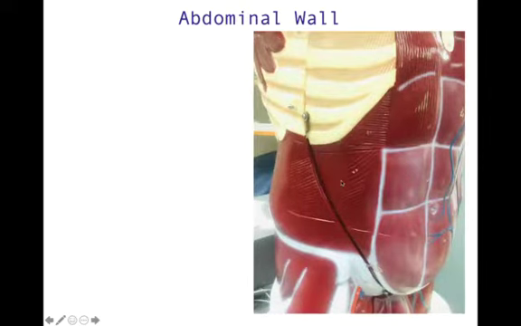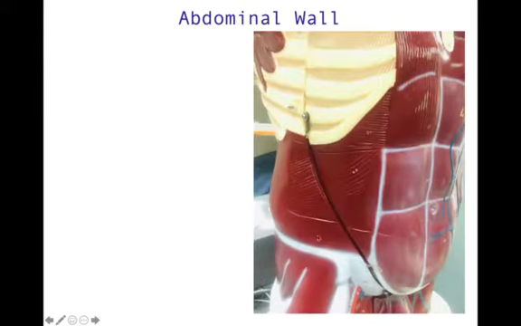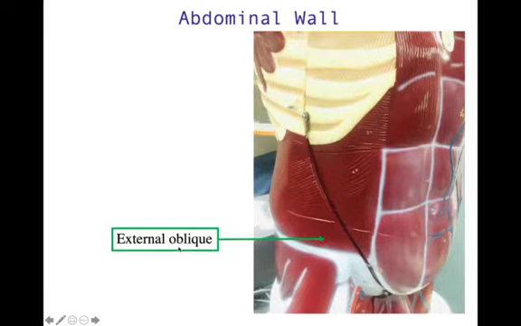So here on this model, you can see that down here there are fibers running like this, fibers running like that, fibers running vertically, and here you can see the fibers running in an oblique orientation, much like we saw here. Well, at the sticker placement here, there are your external obliques.